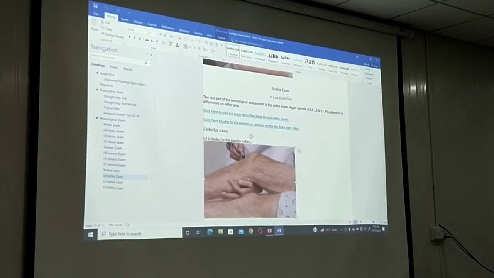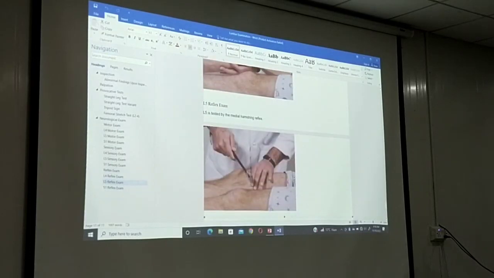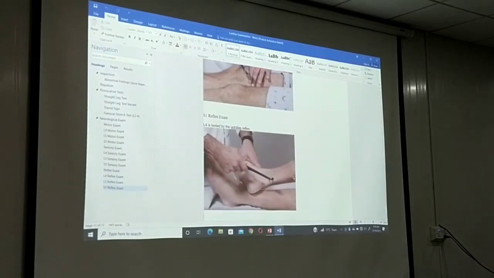Reflex examination, last. The L4 reflex is tested by the patellar reflex, whereas the L5 reflex is tested by the medial hamstring reflex. The S1 reflex is tested by the Achilles reflex, the Achilles tendon reflex.